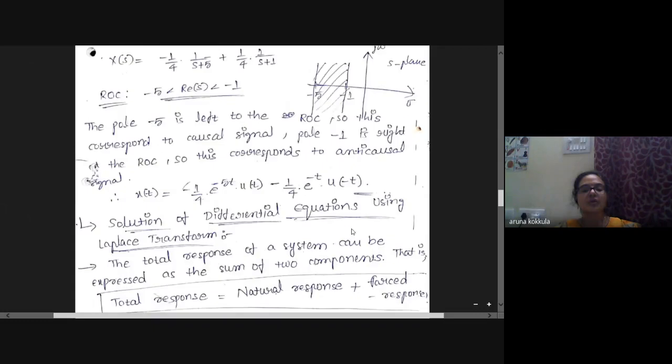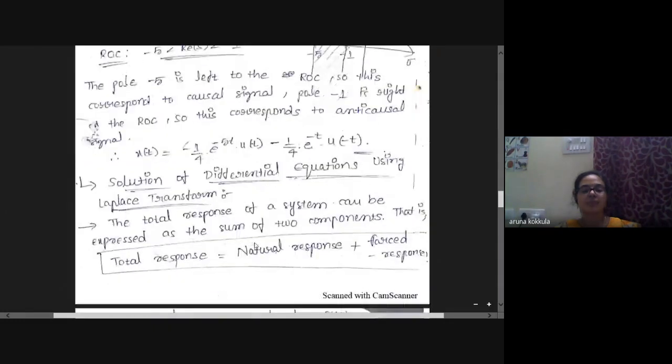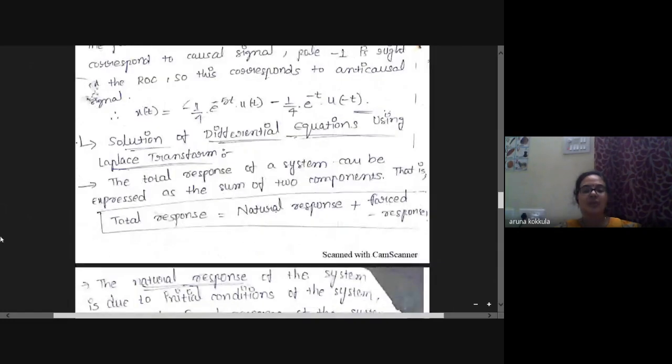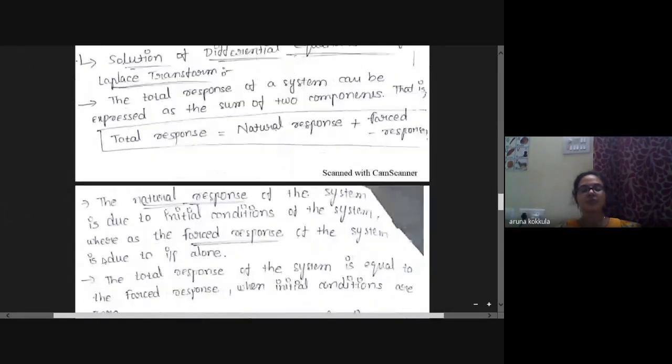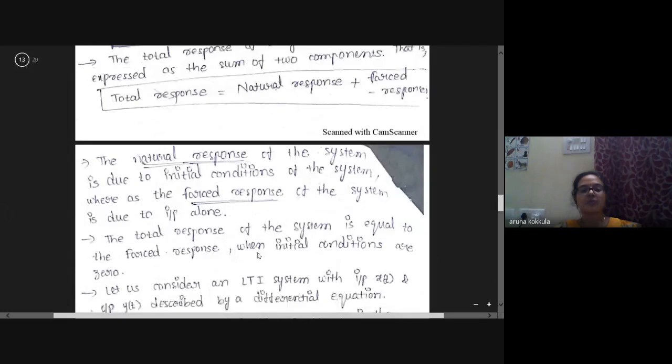Solution of differential equations using the Laplace transform. The total response is equal to the natural response plus the forced response. The natural response of the system is due to the initial conditions of the system, whereas the forced response of the system is due to the input alone. The total response of the system is equal to the forced response when the initial conditions are equal to 0.